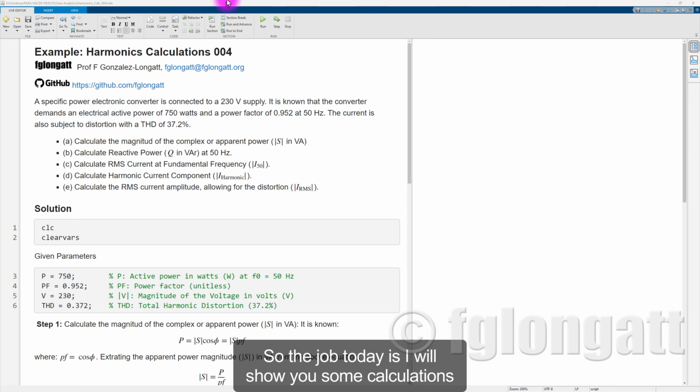So the job today is I will show you some calculations related to harmonics in AC signals, and in particular we are talking about voltage, currents, and power. So without further delay, let's start by reading this statement over here.